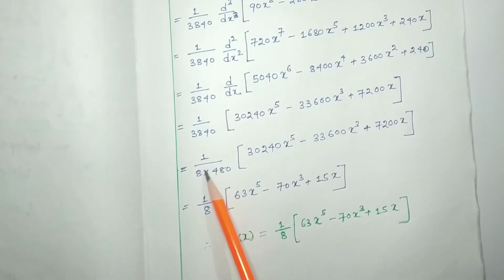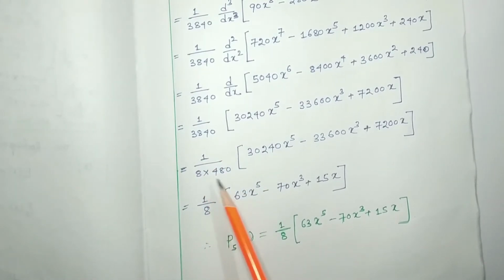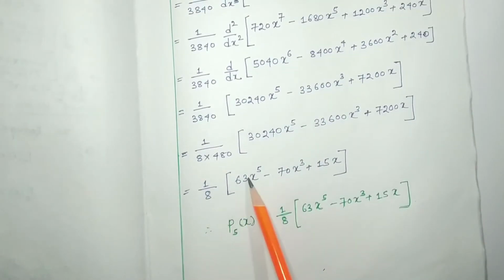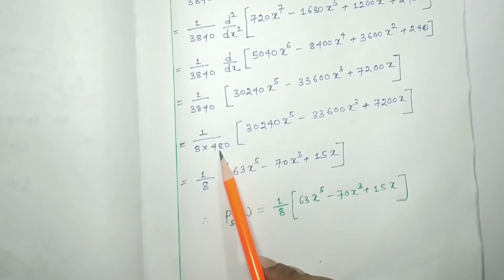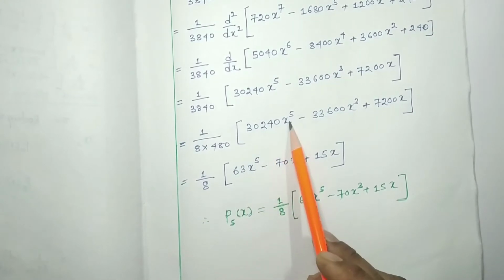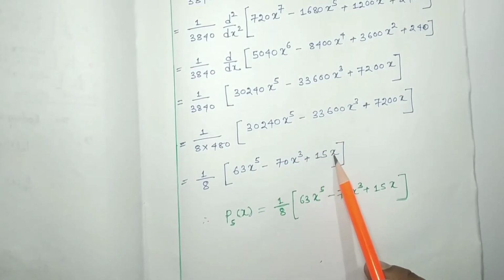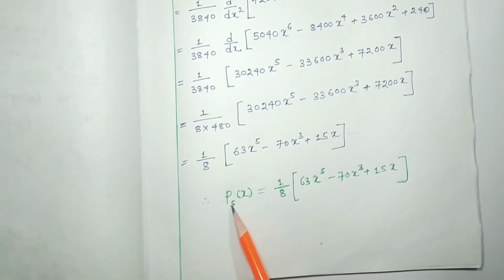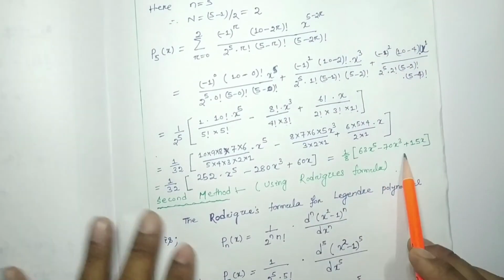So 3840 can be written as 8 into 480. Now I have to divide 480 into each term. Then I can find 63. So it will be 1/8. 480 I am going to divide into each term. I can find 63x^5, 70x^3, 15x. You just do it in your rough work, and we find that P5(x) will be this much, whatever we found in the previous method. Okay.